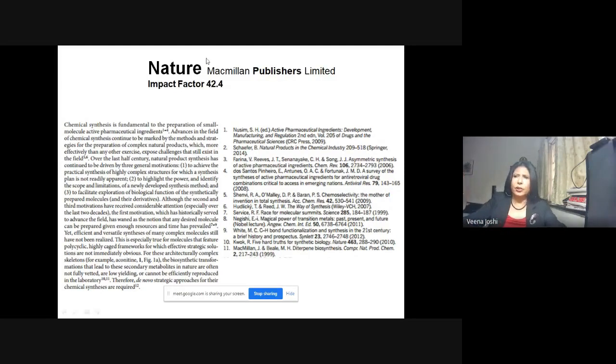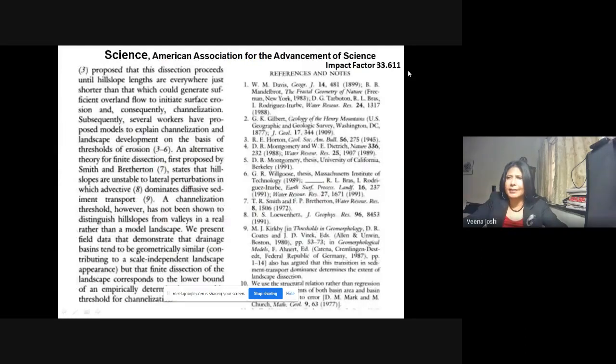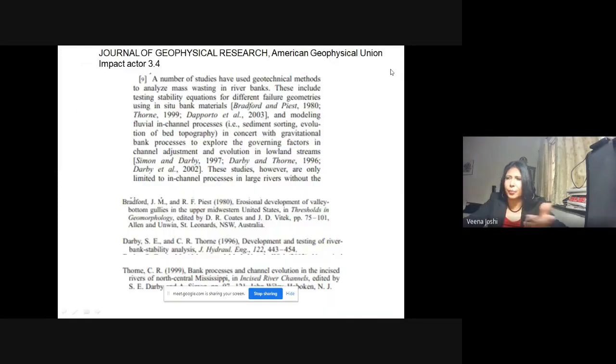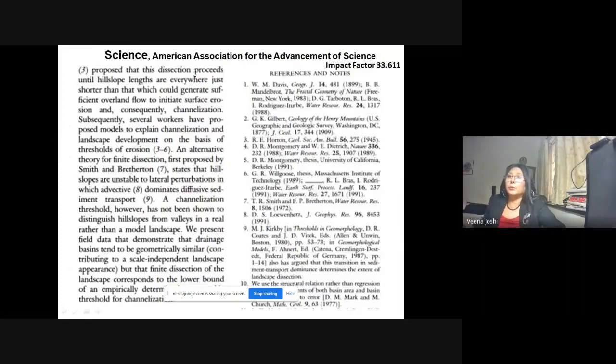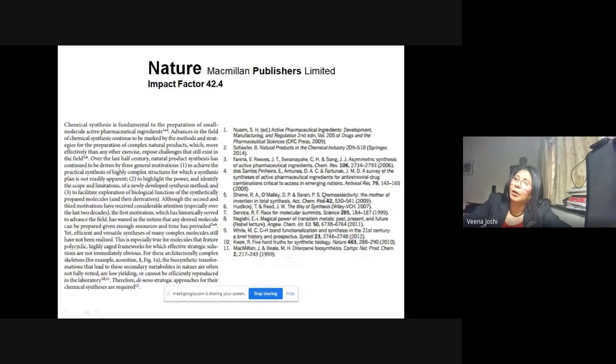Nature, a scientific publication, has an impact factor of 42.4. Science's impact factor has changed now, it keeps on changing. 33 point something. Journal of Geophysical Research. There are so many millions of journals. I just picked up some of them. So now, look at how they are writing the reference here. It is following a format. Okay?